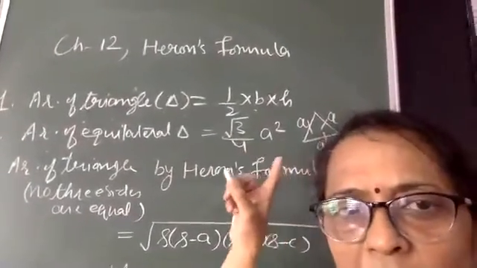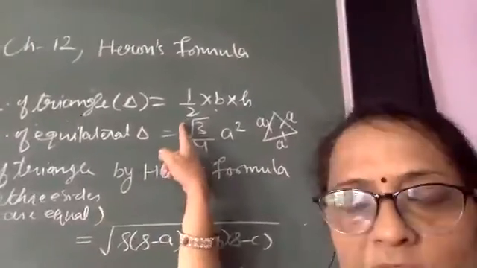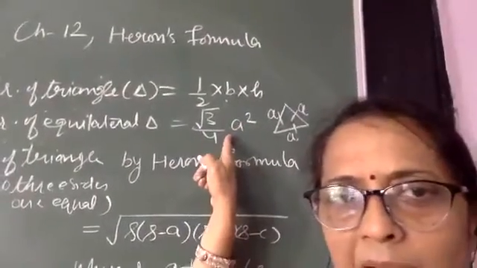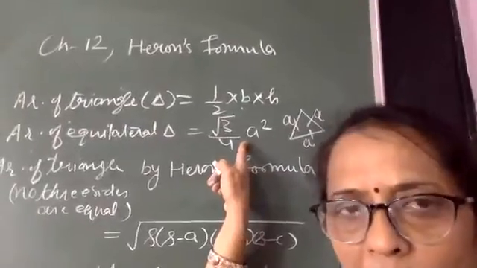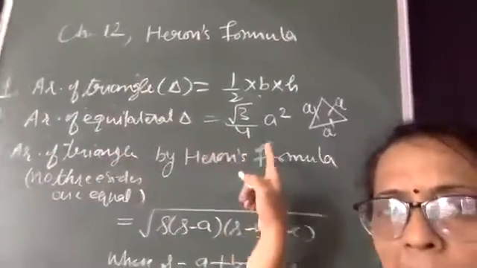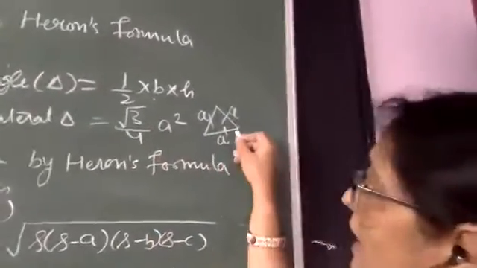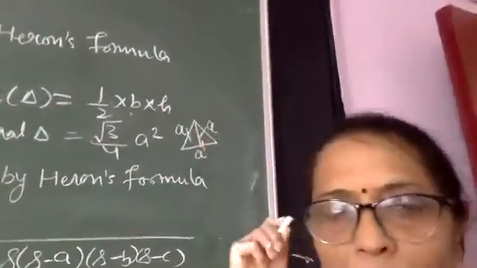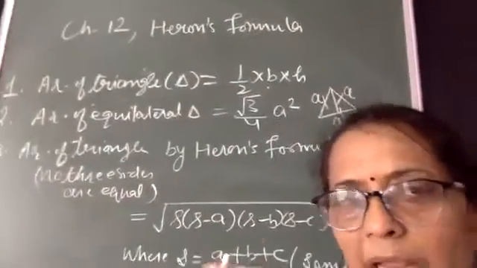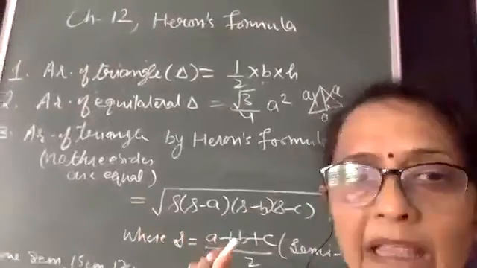So in case of an equilateral triangle, how do we find out its area? The formula is root 3 upon 4 A square. And what is A here? A is the equal side of an equilateral triangle, right? So to find out area of equilateral triangle, we always apply root 3 upon 4 A square. And in this triangle, suppose if you are given height, then we can apply here half base into height also. Right, all of you?